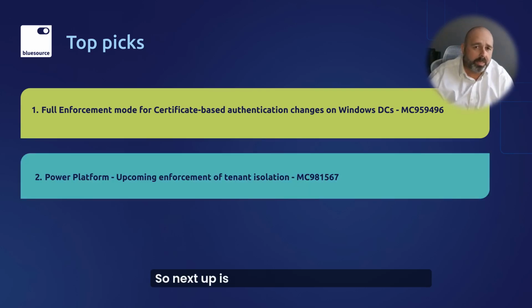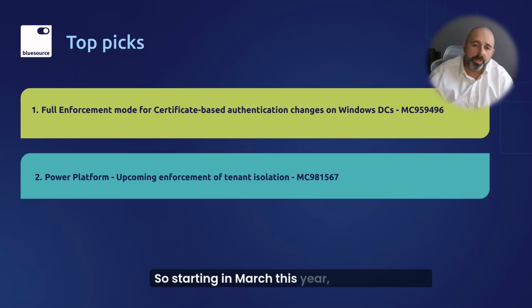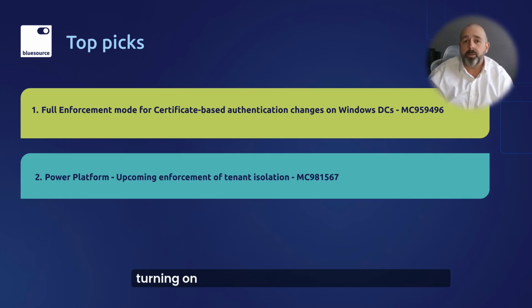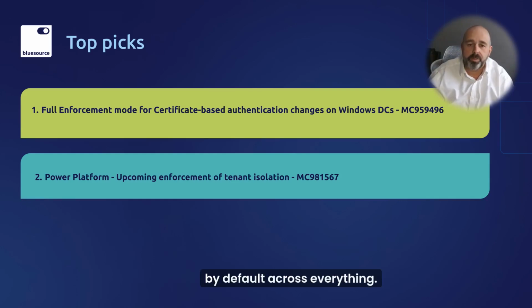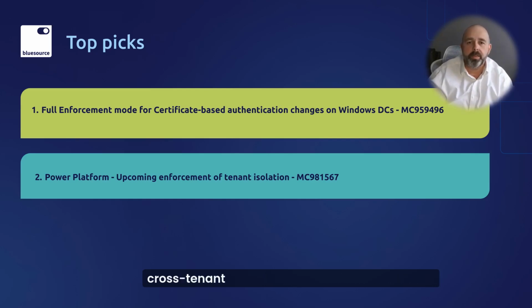So next up is an update around Power Platform. So starting in March this year, Microsoft will be turning on tenant isolation, and that's going to be on by default across everything. So what this will actually do is block all of those cross-tenant connections and communications.